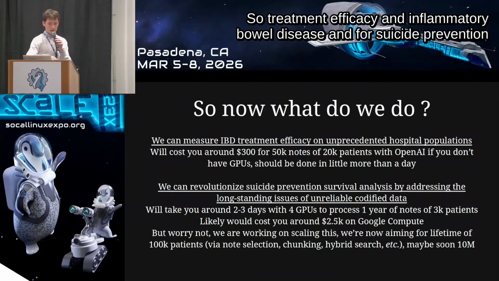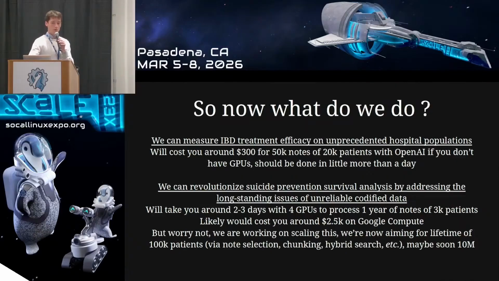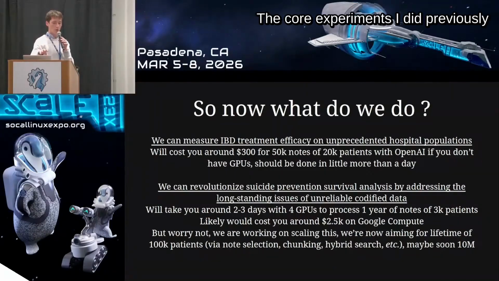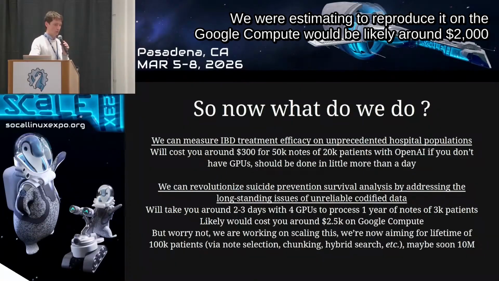So treatment efficacy in inflammatory bowel disease, and for suicide prevention, increasing the reliability of the codified data. The core experiments I did previously took 2 or 3 days with 4 GPUs to do 1 year of notes for 3,000 patients. We were estimating that reproducing it on Google Compute would likely be around $2,000.